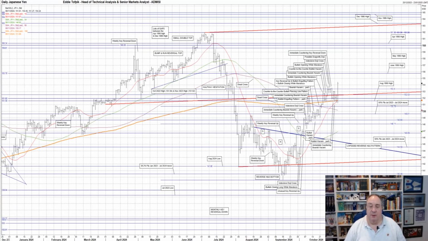In US dollar against the Japanese yen, so far today we have an apparent possible large daily key reversal up today. If we close tonight over 152.13, then we'd be on. We're also set up this week for a possible weekly key reversal up as well. If we close on Friday over 152.98, then we'd be on.